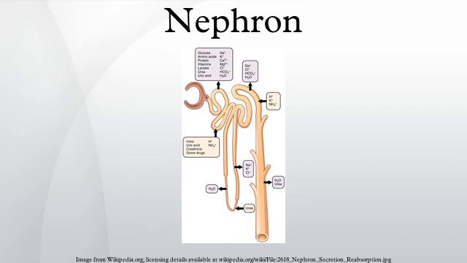The Bowman's capsule, also called the glomerular capsule, surrounds the glomerulus. It is composed of a visceral inner layer formed by specialized cells called podocytes, and a parietal outer layer composed of simple squamous epithelium. Fluids from blood in the glomerulus are filtered through the visceral layer of podocytes, and the resulting glomerular filtrate is further processed along the nephron to form urine.